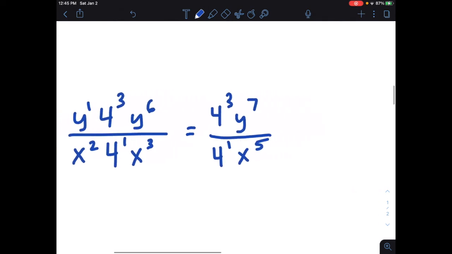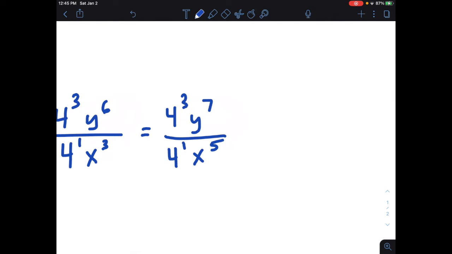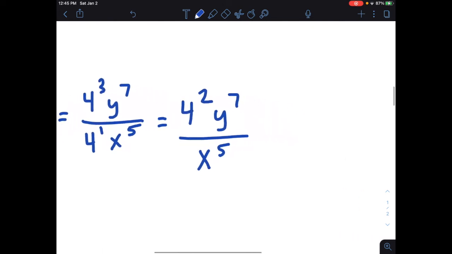Okay, and this now is why I didn't simplify the 4 to the 3rd, because now I have to apply the quotient rule to that. So 4 to the 3rd over 4 to the 1 power, I'm going to subtract that 1 from the 3, so I end up with 4 squared. And then I have y to the 7th and x to the 5th. And then one more thing we can do with this one is just simplify that 4 squared, make it 16. And so we end up with 16y to the 7th over x to the 5th.